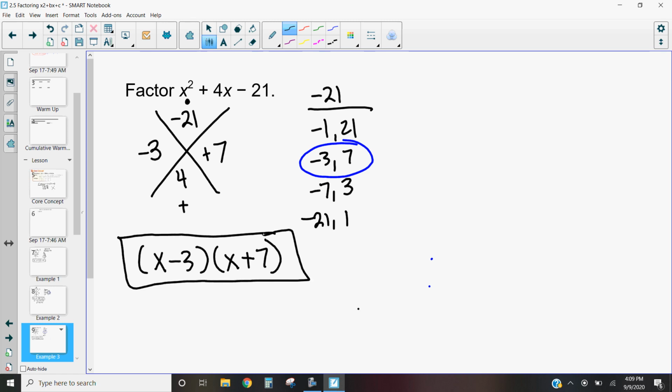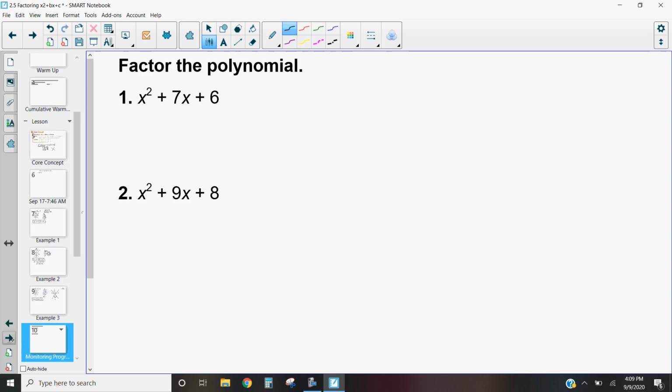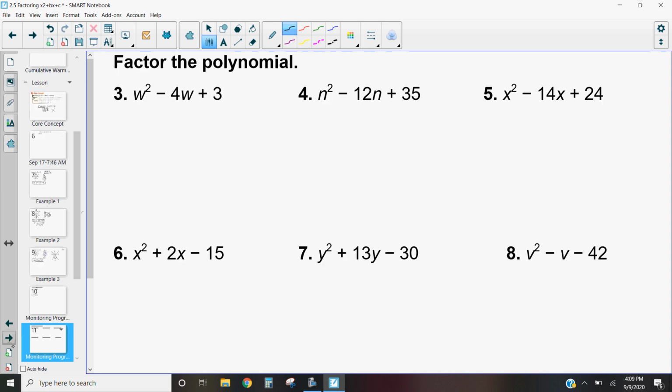So remember, every time what we're going to do, we're going to draw our x. I want to multiply to get my c value. I want to add to get my b value. And I want to factor my c and figure out what two numbers will multiply to get c and add to get b. That's what we want to figure out. So let's take a look at some of our examples here.